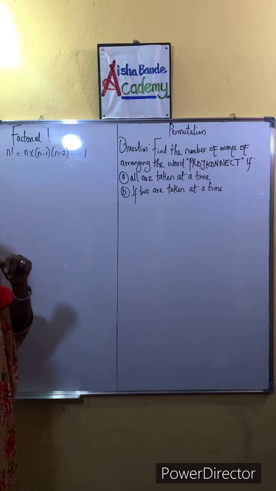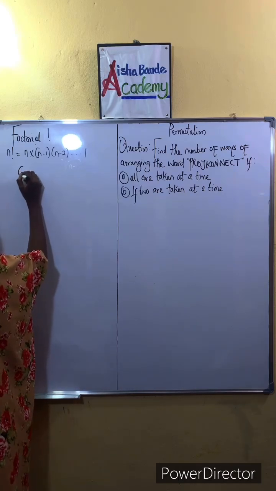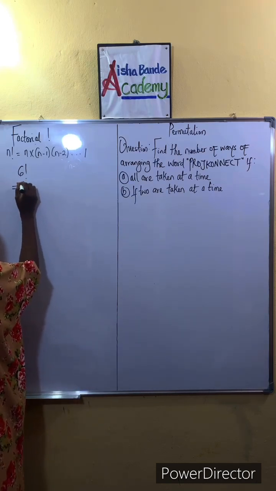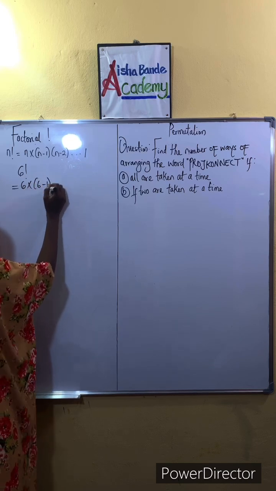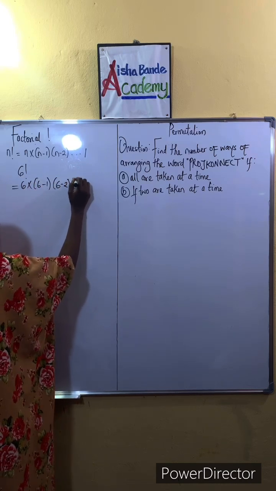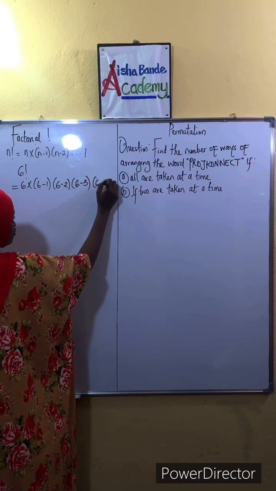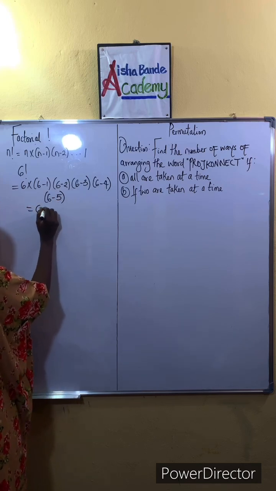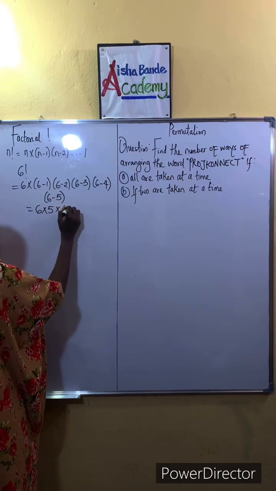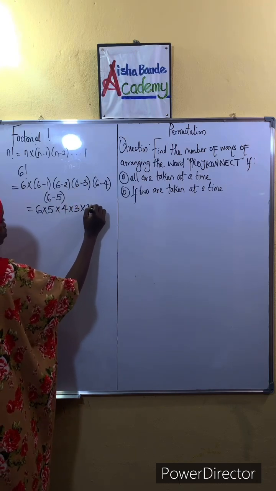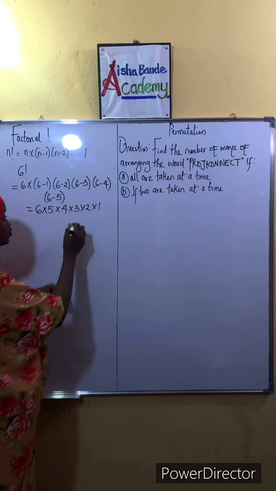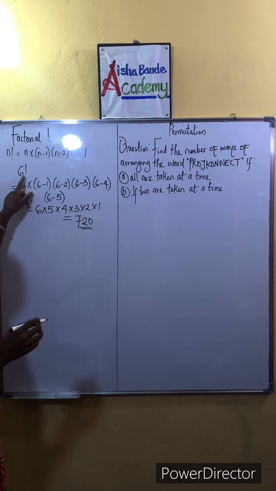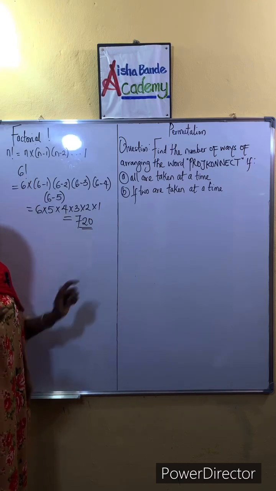Let's solve a problem. For more clarification, let's simplify 6 factorial. What 6 factorial means is that this is equal to 6 times (6 minus 1) multiplied by (6 minus 2) multiplied by (6 minus 3) multiplied by (6 minus 4) multiplied by (6 minus 5). Simplifying this, we have 6 times 5 times 4 times 3 times 2 times 1. When we multiply the whole of this, we have 720 as our answer. So 6 factorial is 720. As simple as that.